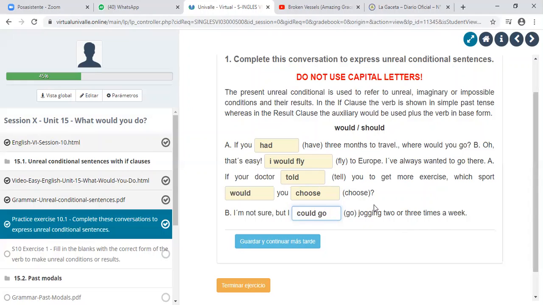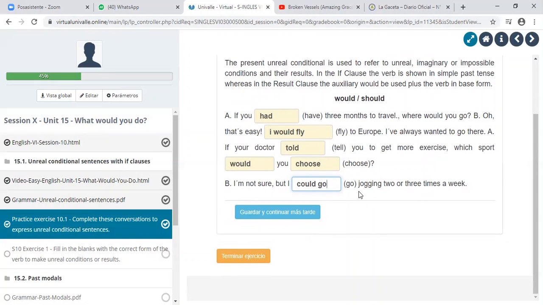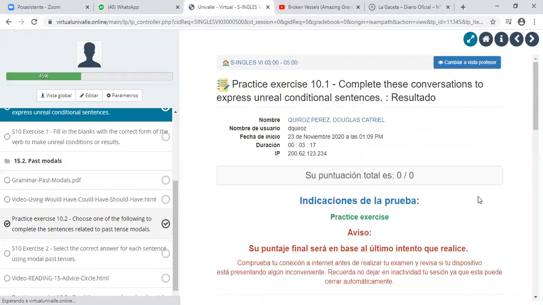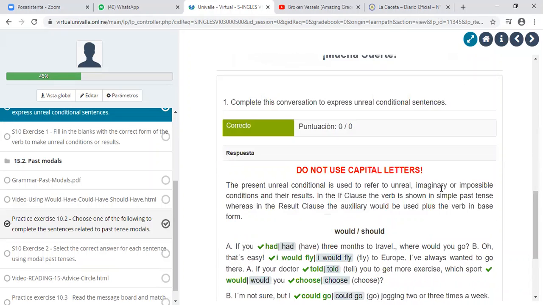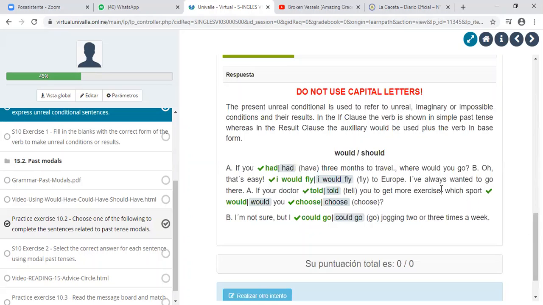Okay. Now we are going to submit our answers in order to check if they are right or wrong. Okay, very good. If you have 3 months to travel, where will you go? Oh, that's easy. I will fly to Europe. I always wanted to go there. If your doctor told you to get more exercise, which sport would you choose? I'm not sure, but I could go jogging 2 or 3 times a week.